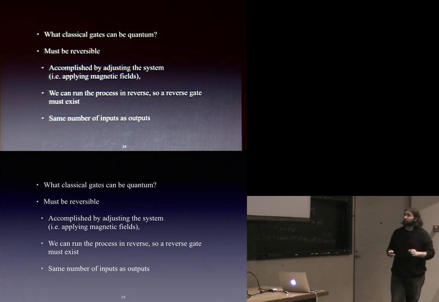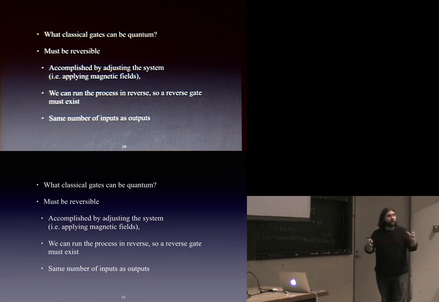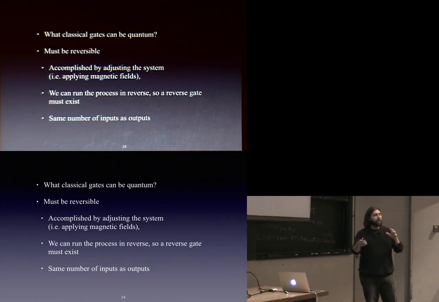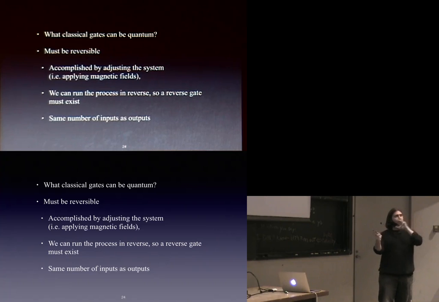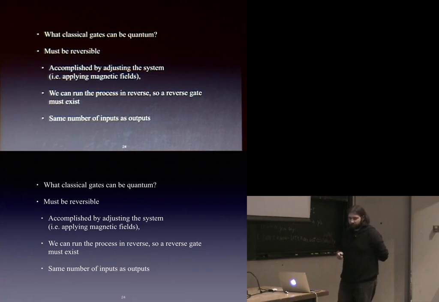So why do they have to be reversible? The idea is the following. I take my electron, I apply a magnetic field, I allow it to precess for a little bit, and I get some output. Well, it's clear from that description that I could run that process in reverse. Because if I apply the magnetic field in the opposite direction, it will precess in the opposite way, and so if I can rotate a spin, I can unrotate it. So if you have a quantum gate, a reverse gate has to exist.